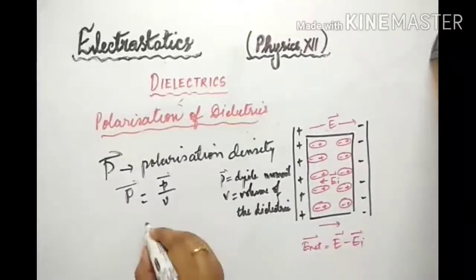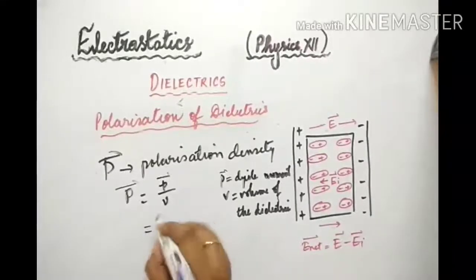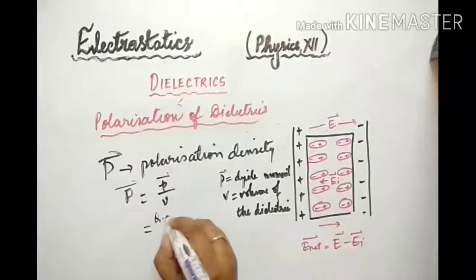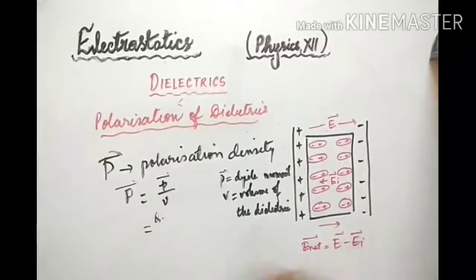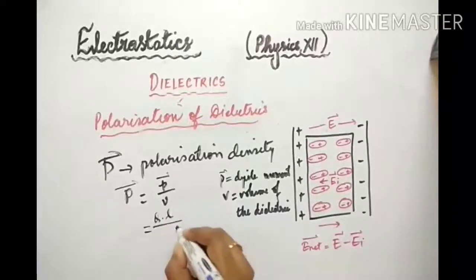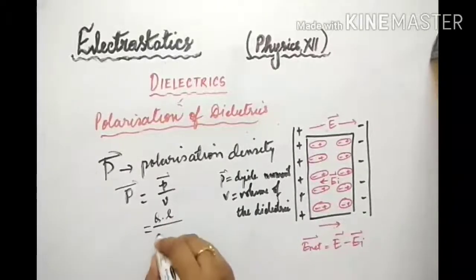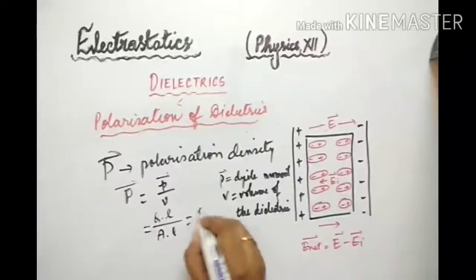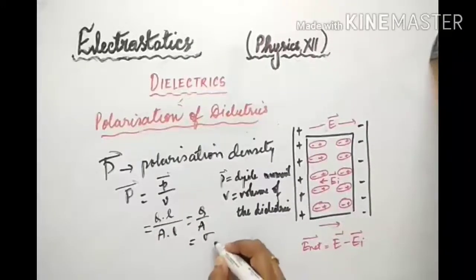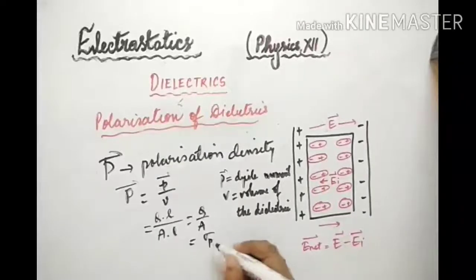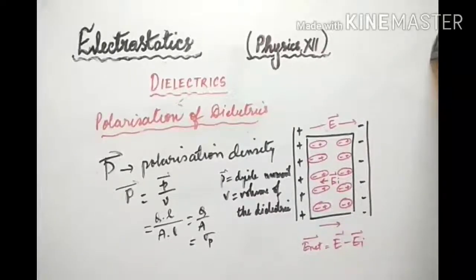If you want to reduce it further, dipole moment is given by, suppose, Q into length L, and V is area into length, so we get Q by A, that is equal to sigma, the surface charge density. Here we put a P because it is surface charge density. So this is your capital P.